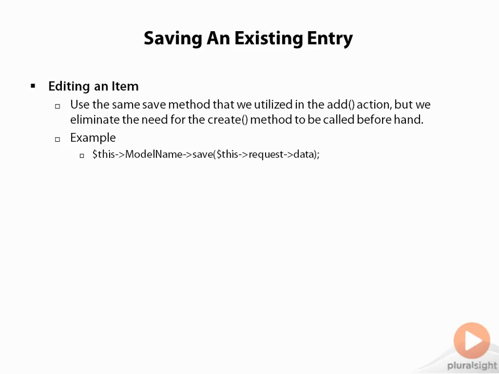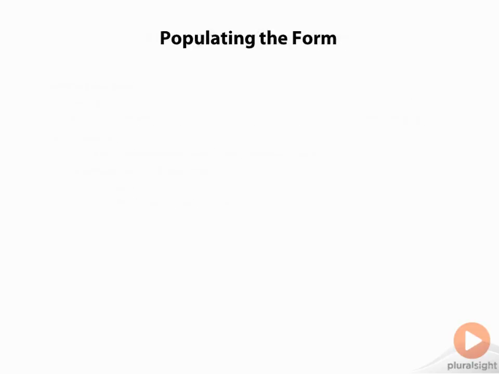When working with our data, sometimes we need to specify an ID in our model that we want to work with. In order to do that, we would set this, then our model name, pointing to the ID variable, and set it to the new ID that we would like to work with.